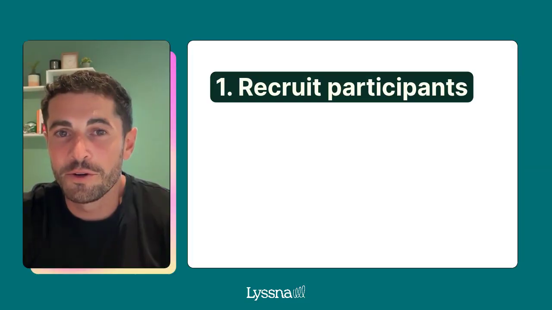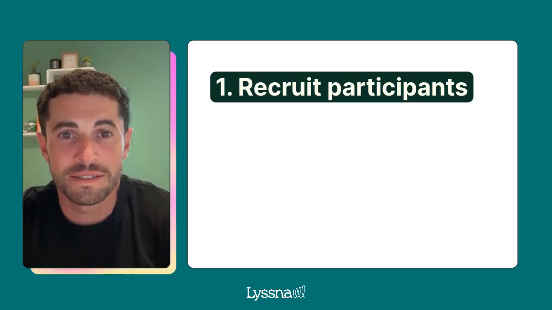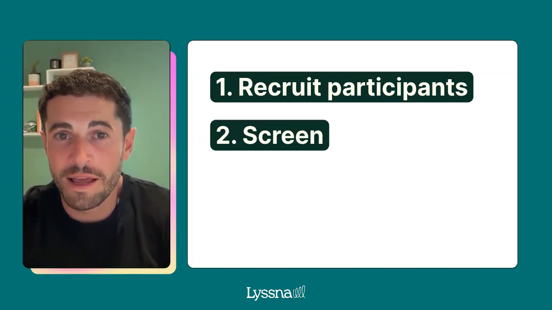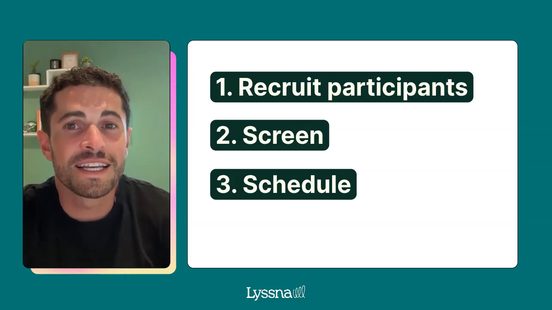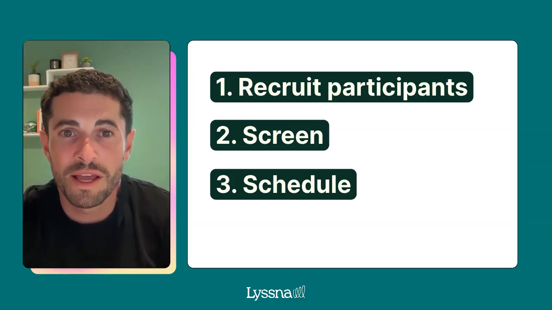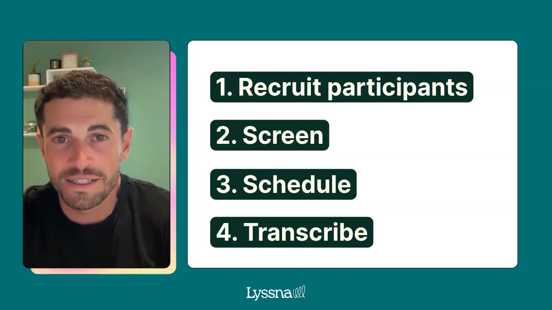So if you're stitching together Zoom, Calendly, a Google form, and a spreadsheet right now, this is the part you should care about. 4 steps. You can recruit your own participants or recruit from a panel of vetted participants. Screen them, including with video. Schedule the interview in Lyssna and connect with Teams, Zoom, and Google Meet integrations. And automatically transcribe and analyze with AI summaries.